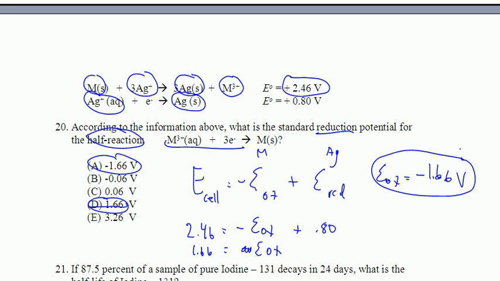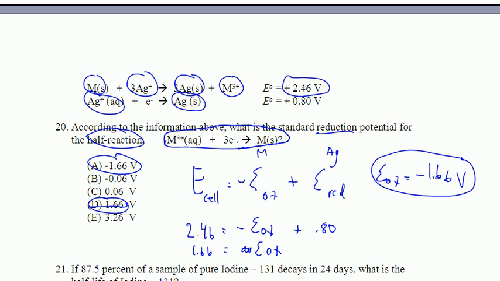Now, everything listed in the chart is based on the reduction. Okay? Notice here they're asking for E ox, or they're asking for the reduction of it. So the reduction of it is going to be the opposite, which is negative 1.66. Am I saying the correct thing? Yes. So the value is negative 1.66.